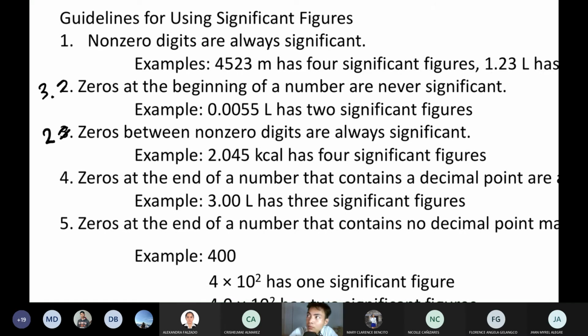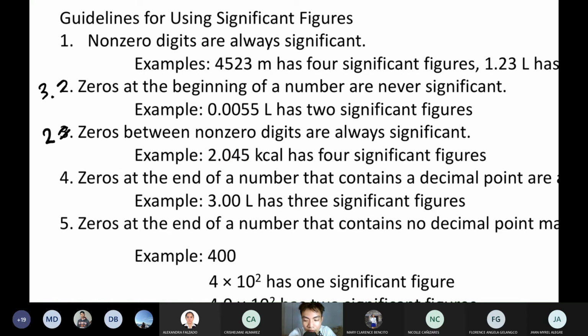Okay, so rule number 2, dito tayo sa ito. Sabi diyan, zeros between non-zero digits are significant. So that means if may na-sandwich na zero between non-zero digits, considered na sila as significant. For example, 2.045. So yung zero sa gitna ng dalawang non-zero digits, significant yan. Kasama yan sa counting. Mamaya, magbibigay pa kayo ng iba pang examples.